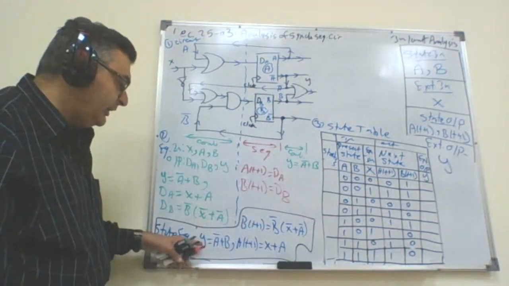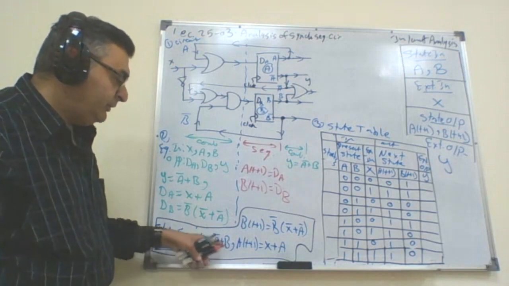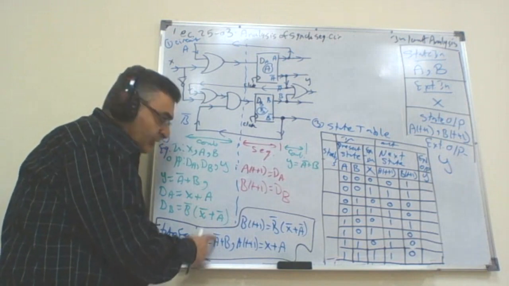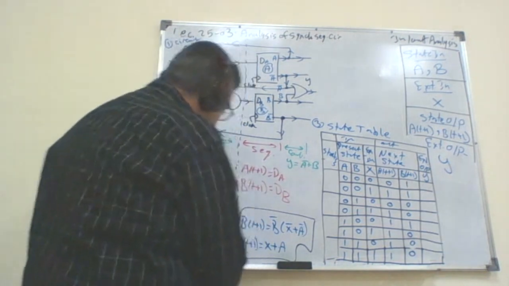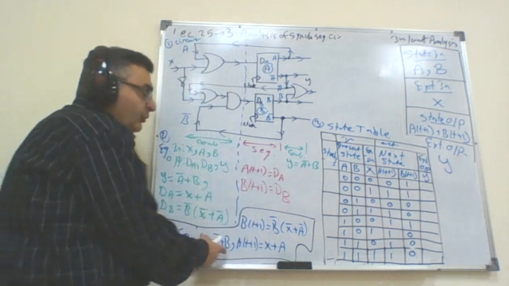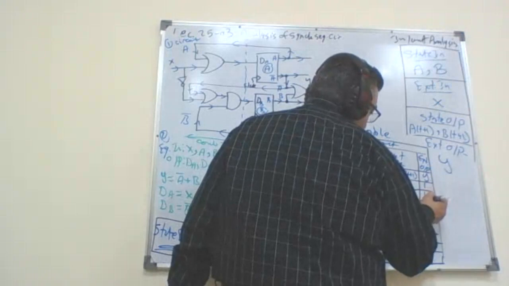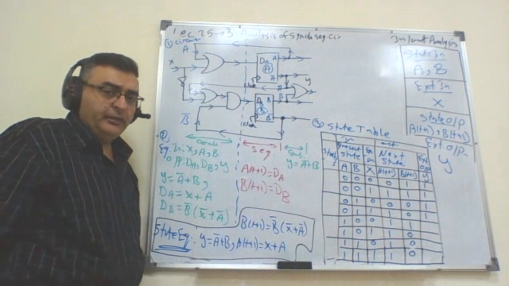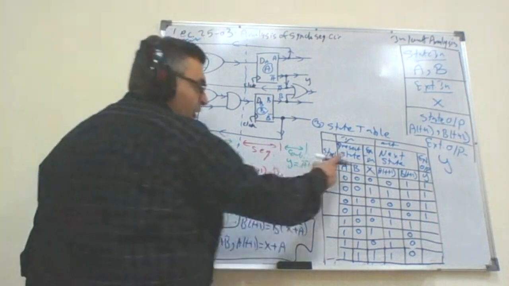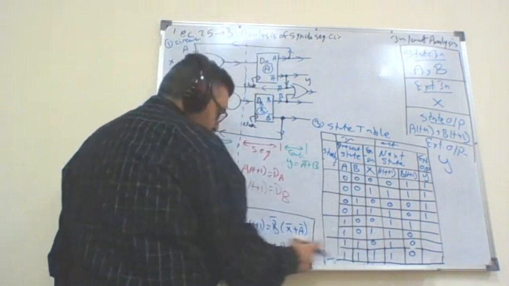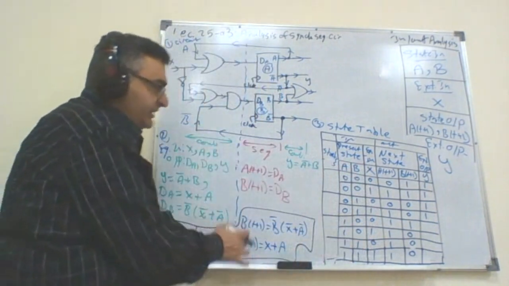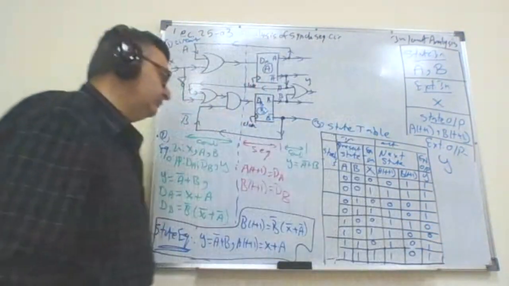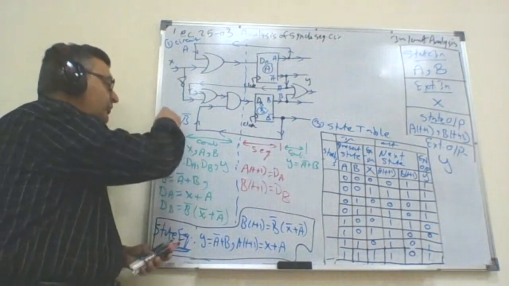Now I have y. Y is an OR between a bar and b. When a equals 0, 0 bar is 1. That means 1 or anything is 1. So when a equals 0, the equation will be simply 1, because it is a bar or b. When a equals 1, a bar will be 0, which means it is b. B means 0 0 1 1. Agree?